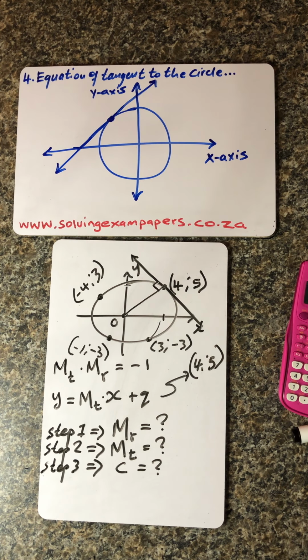So ladies and gentlemen, I assume at this stage you fully understand what I mean by the tangent being perpendicular to the radius of the circle at the point of contact. And again, ladies and gentlemen, determining an equation of the tangent to the circle.